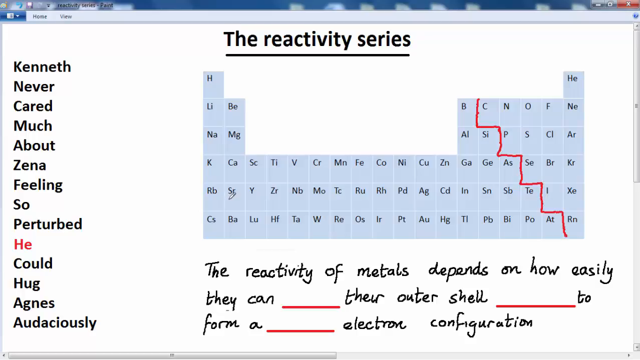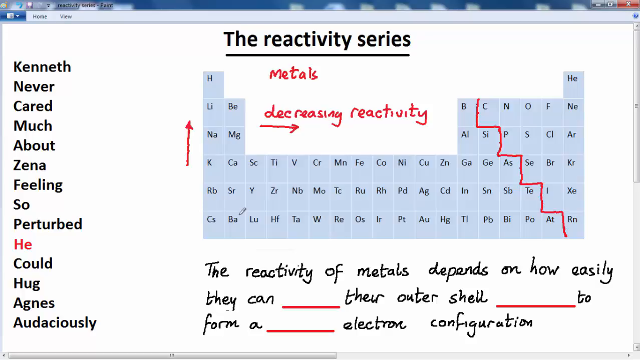Now, you may have remembered from an earlier lesson that the reactivity of the metals decreases as you move up the group. Right, so we have decreasing reactivity moving that way, and also as you move from groups 1, 2, 3 to 4, we have decreasing reactivity moving that way. So let's just remember, we're talking about the metals here, and we're looking at decreasing reactivity.